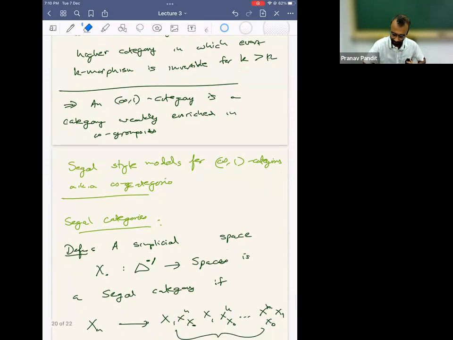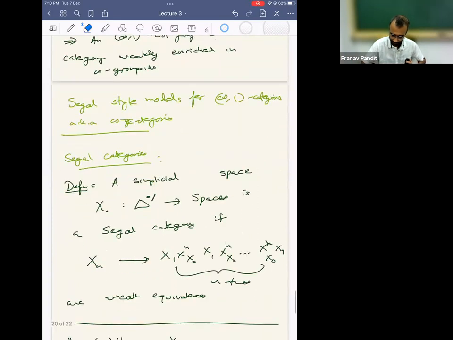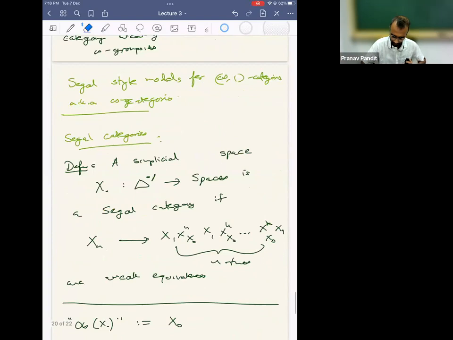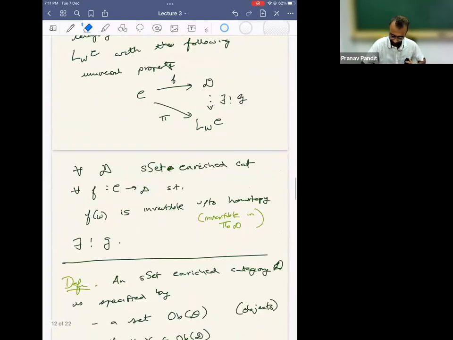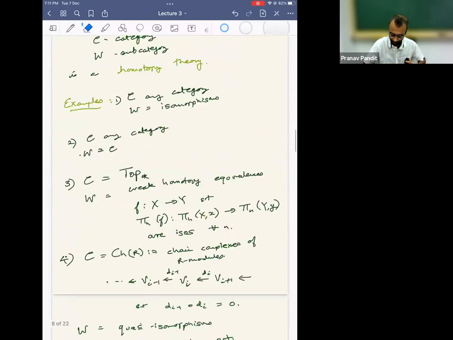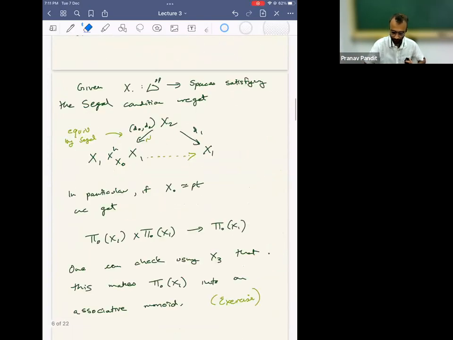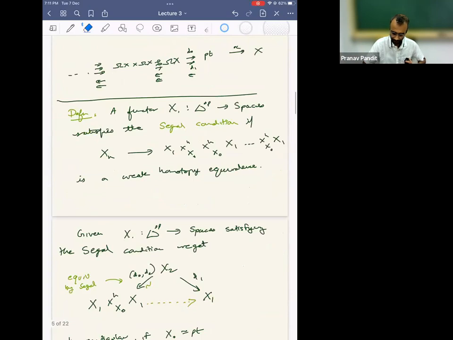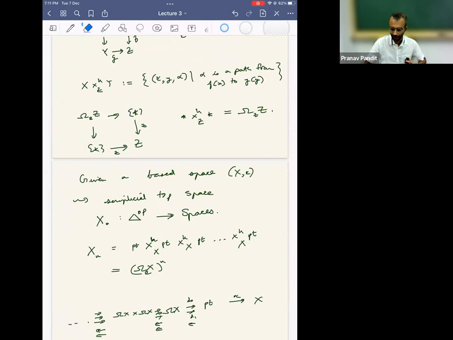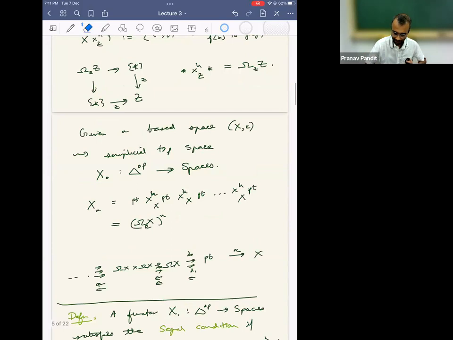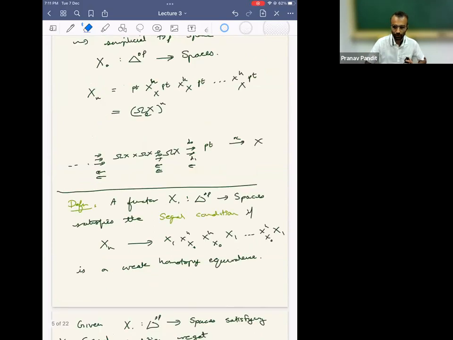Similarly here, Segal's delooping machine gives a characterization of loop spaces without ever specifying explicitly how to compose loops. It gives a simplicial object whose nth space is this fiber product, and observes that this simplicial object has a property, namely that the Segal maps, these maps from Xn to the fiber products, are weak homotopy equivalences. So it's implicit.